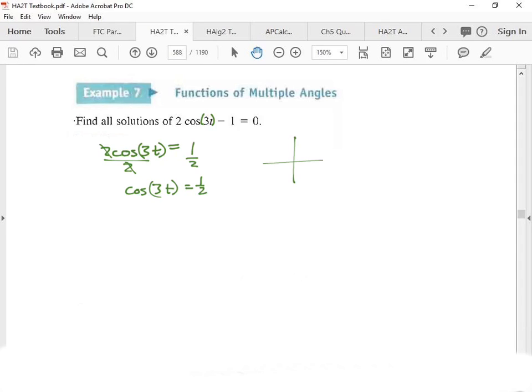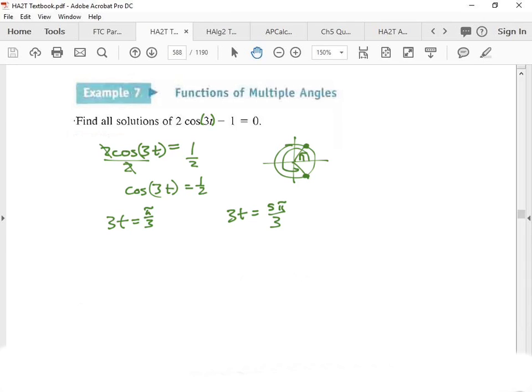It needs to equal whatever the angle is for, oh man, those are bad circles. Right here and right here. What are the angles that will give you this and this? So 3t has to equal pi over 3 and 3t has to equal, what's the other one? 5 pi over 3?